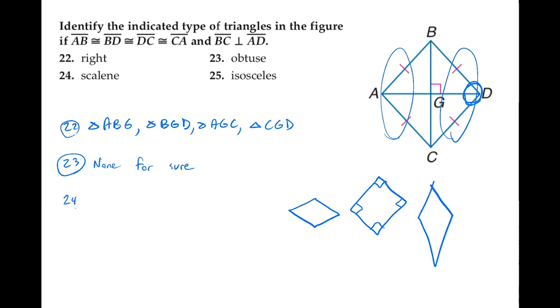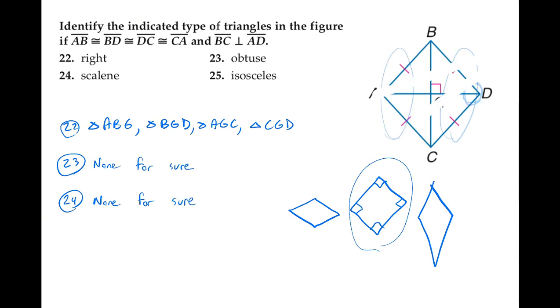Okay, and so 24, scalene, again, like none for sure, right? This could be a square where everything's symmetrical. So I'm going to say none for sure. I don't know what the book wants here, right? But we don't know any scalene without any more information to say which sides are which. We would have to know that this side and this side are different to know it's scalene. So we don't know that.